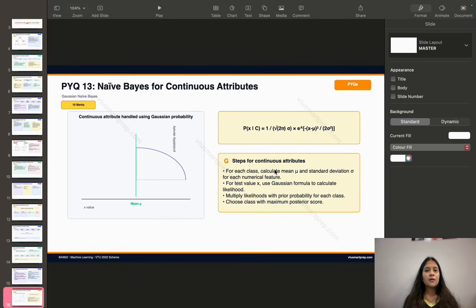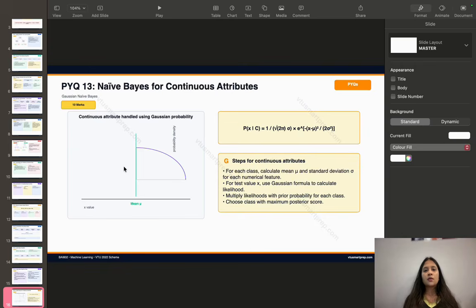Next, in Naïve Bayes, this is for continuous attributes. For continuous attributes, this is the formula. These are the steps, and this is a theory question. So write the formula, mention the formula, then mention the steps, and then followed by this graph diagram. This is the pattern to explain the theory concept for the Naïve Bayes for continuous attributes.